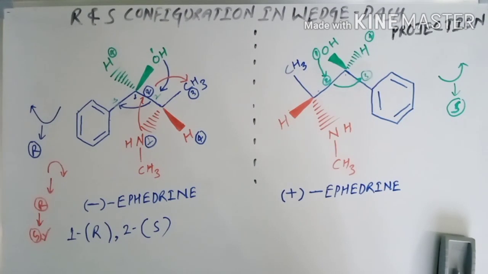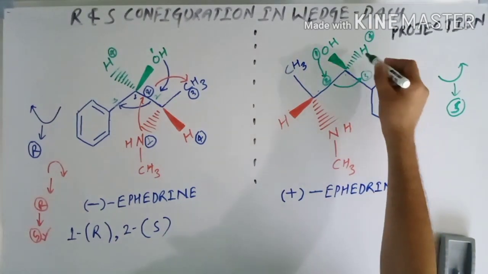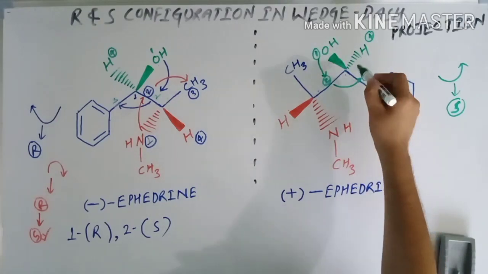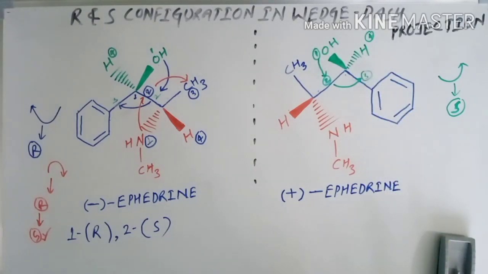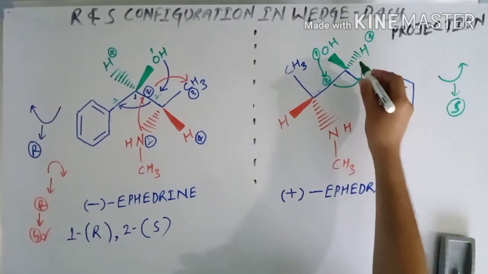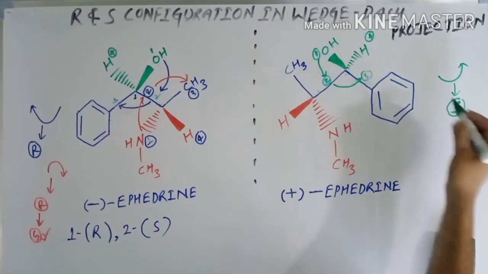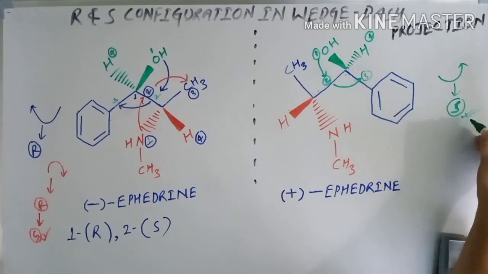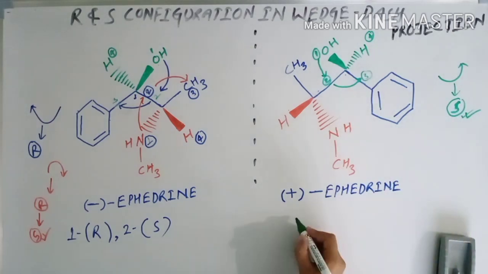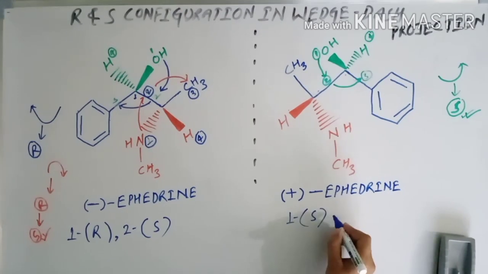Lowest priority group is hydrogen, and this hydrogen is placed below the plane because it is connected by a dash-like structure. So it is below the plane. So if the lowest priority group is present below the plane, then the configuration is retained as such. So here the first carbon has which configuration? S.